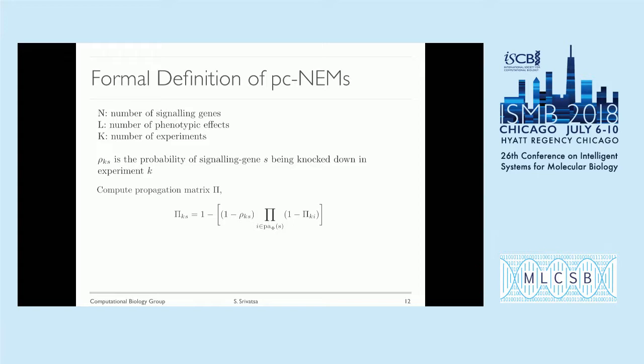Now, each entry of this matrix is recursively defined as the probability of the signaling gene itself or any of its ancestors being silenced in that particular experiment. We then define PCNEM as propagation matrix pi times effects graph theta.